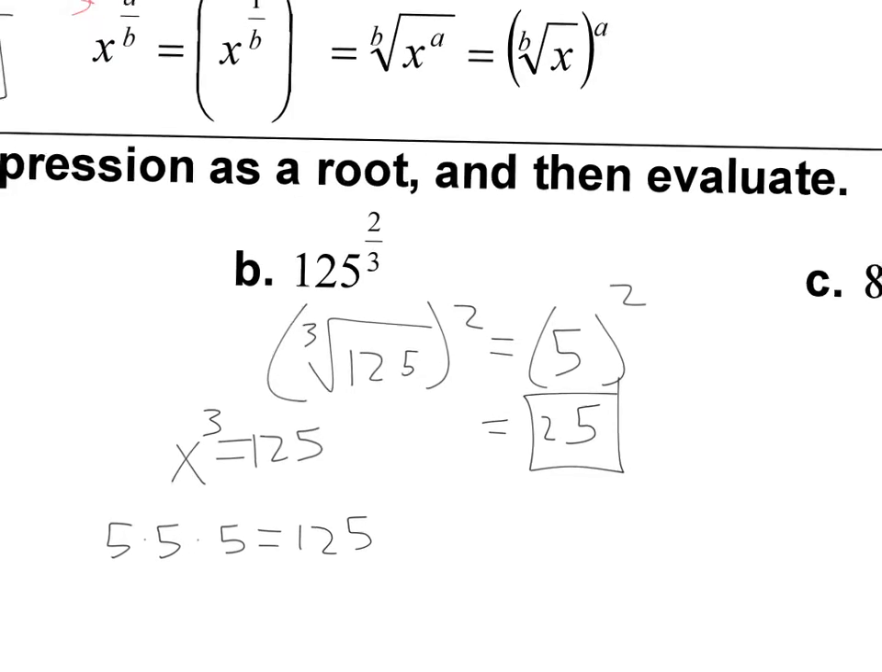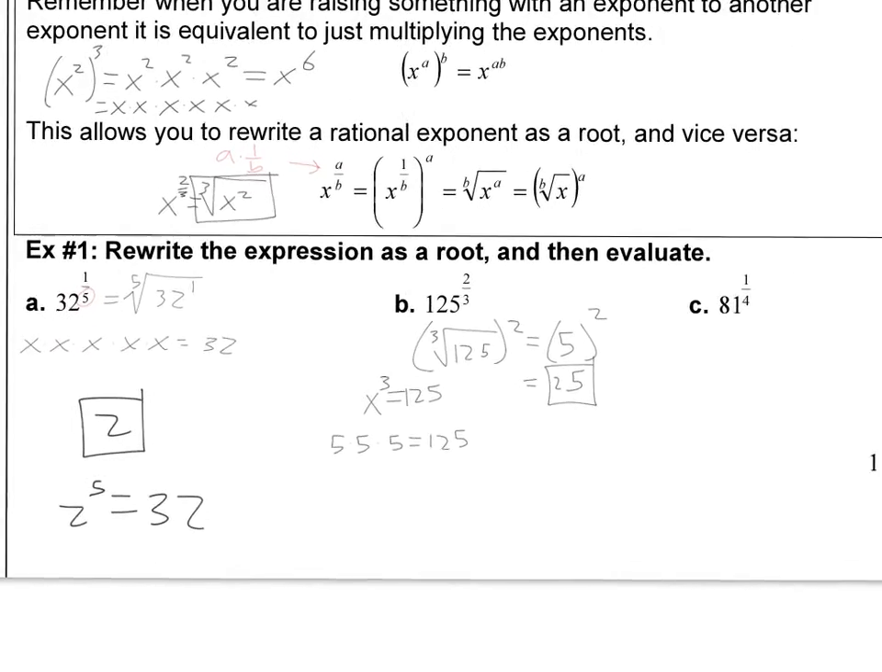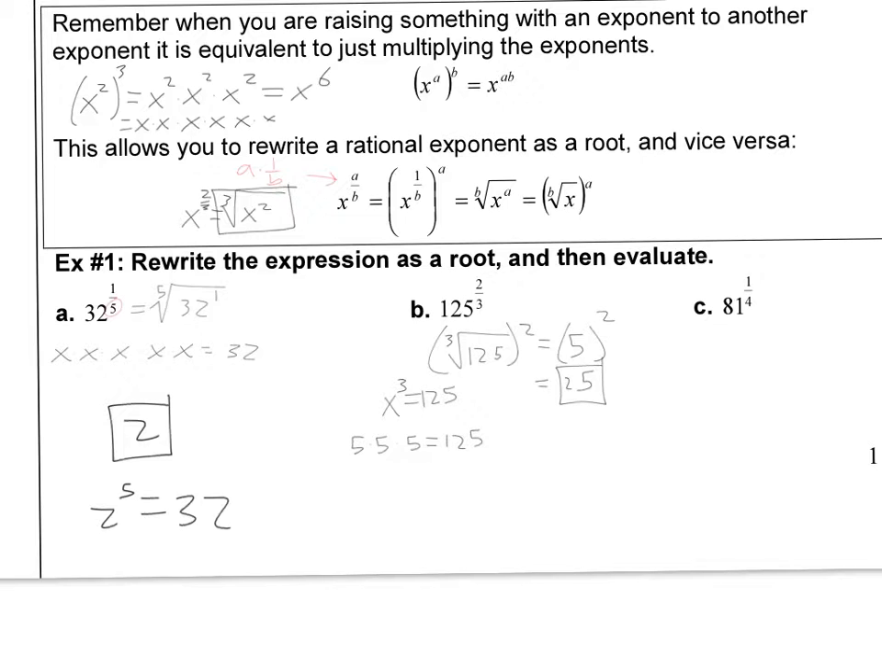Hopefully we're getting a little bit of some sense for how this works. Try C on your own. It's 81 to the 1/4 power. So first rewrite it as a root, and then evaluate it. Give it a try and then unpause when you're ready to check your work.